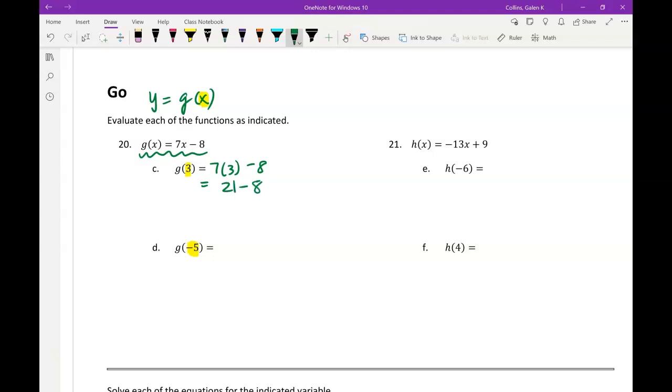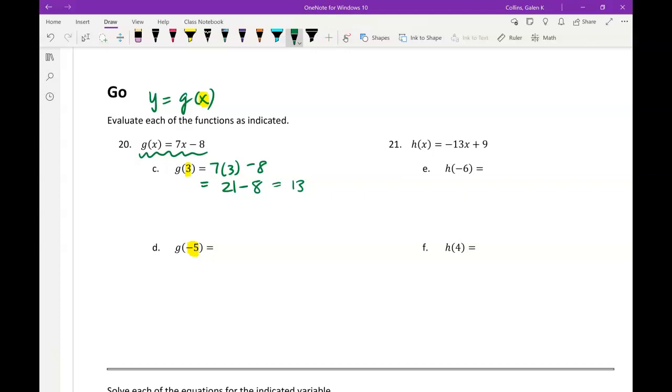21 minus 8 is what, like 14 maybe? Nope, 13 maybe. My brain is way too tired to do math right now. Actually, I think is it 13? Oh my goodness. Well, I hope it's 13 because I just can't. It's almost 1 in the morning as I'm making this video.